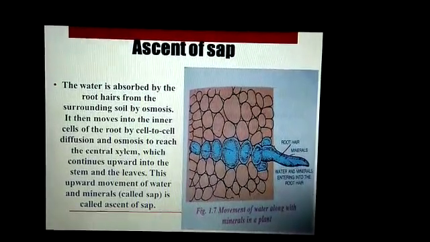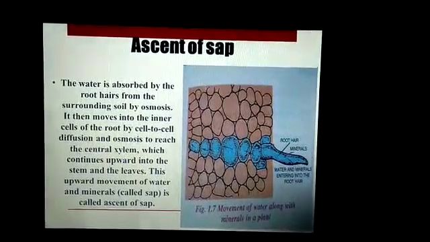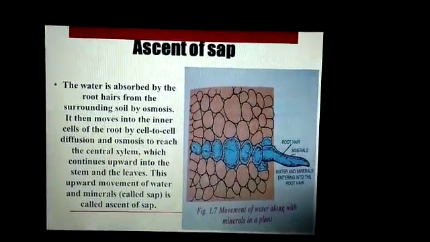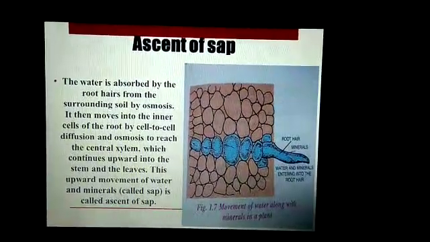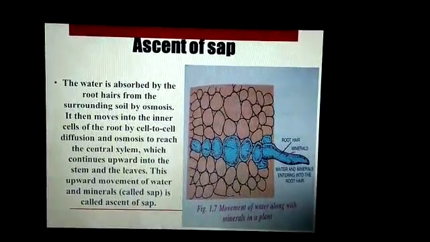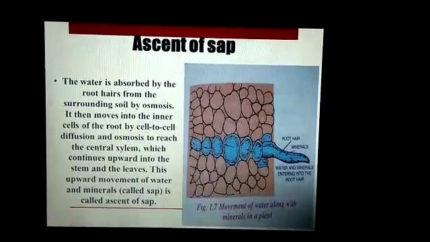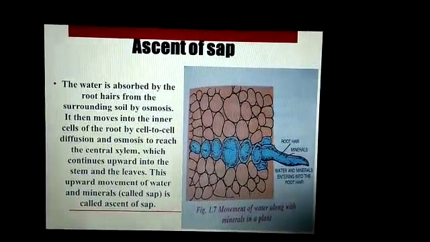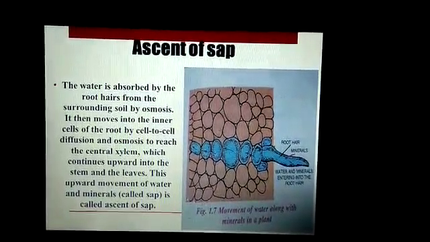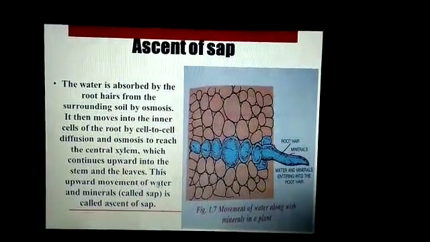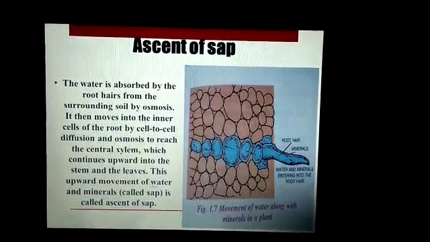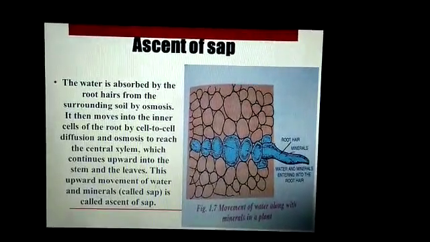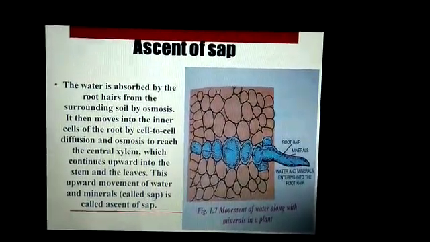the conducting part of the plant. Xylem continues upward into the stem and leaves. This upward movement of water and minerals is called ascent of sap. This mixture of water and minerals is called sap.